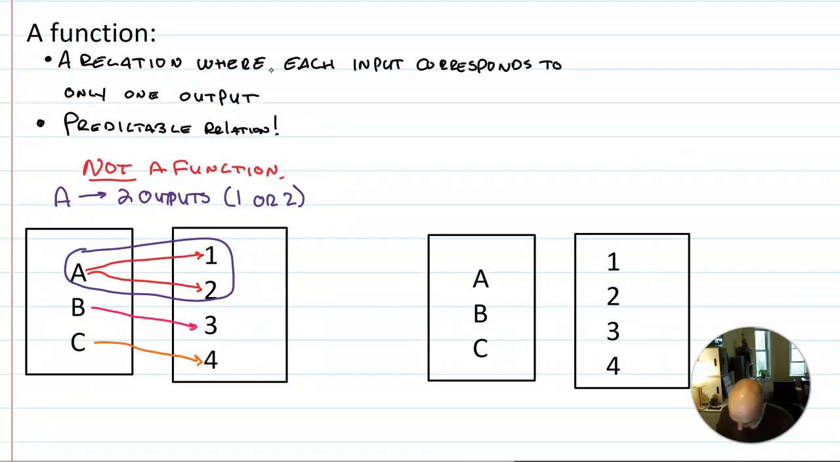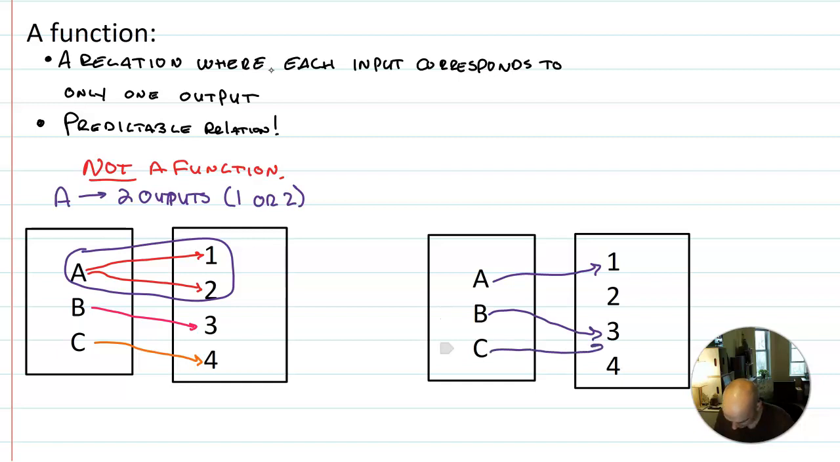On the other hand, over here, let's look at relation number 2, which we haven't defined yet, but let's go ahead and say that A maps to 1, B maps to 3, and C maps to 3. Now, is this a function? Well, we fixed the problem with A. A maps to 1. That's fine. But have we created some other problem with B and C?